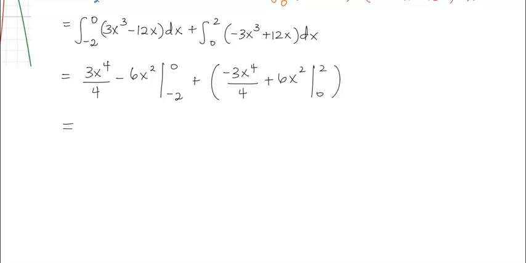When we evaluate the first integral at 0, we get 0. From that, we subtract. Substituting in negative 2 leaves us with 12 minus 24. Moving on to the second integral, we first substitute in our upper limit of 2, which leaves us with negative 12 plus 24. And when we substitute our lower limit of 0, we do not get anything, which leaves us with our final answer of 24.